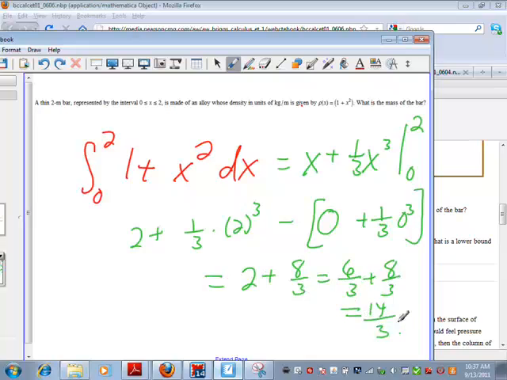I'll take questions. So, I mean, this is not that difficult. Everyone knows how to integrate. You just have to know the relationship. What are the units here? 14 over 3 kilograms, right? The density is kilograms per meter, and in one dimension the volume is in meters. So it's just kilograms, the answer.